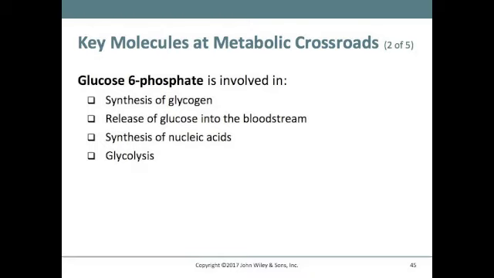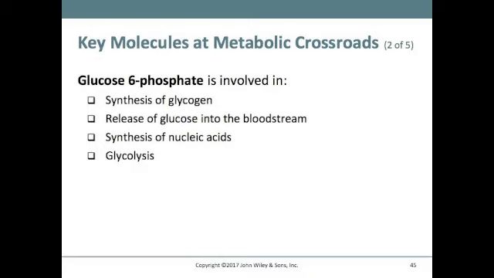Regarding the synthesis of nucleic acids, glucose 6-phosphate is the precursor used by cells throughout the body to make ribose 5-phosphate. Ribose 5-phosphate is a 5-carbon sugar that is needed for the synthesis of RNA and DNA. The same sequence of reactions also produces NADPH. NADPH is a hydrogen and electron donor in certain reduction reactions, such as the synthesis of fatty acids and steroid hormones.